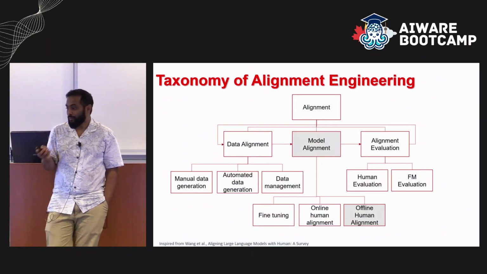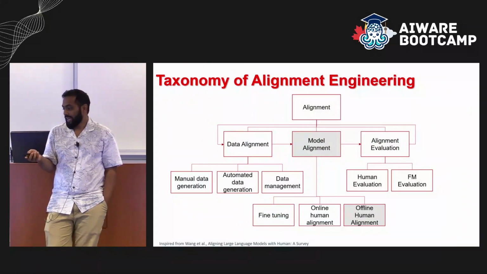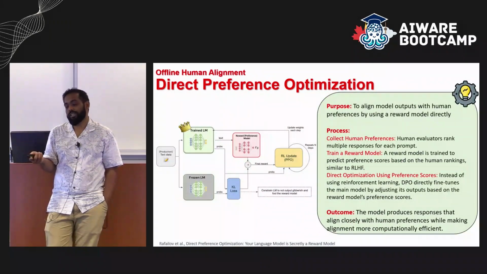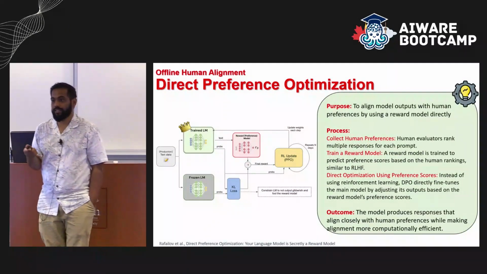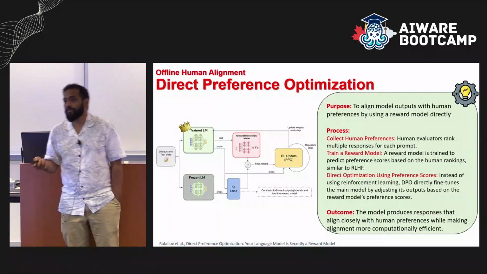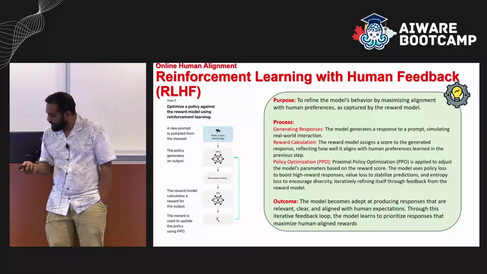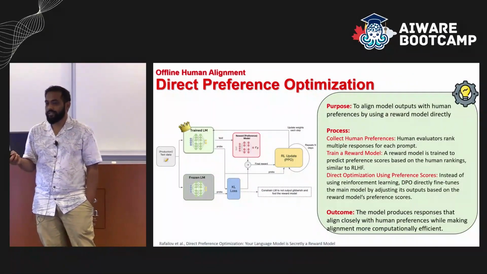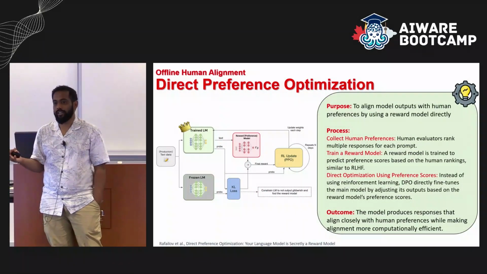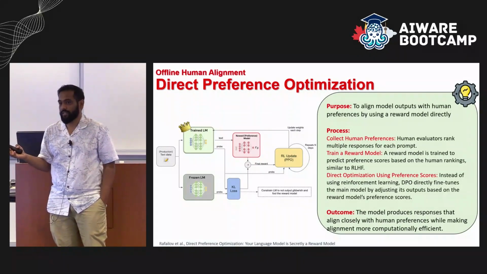But as I said, this step has a lot of human labeling involved, and we typically don't want that for scalability purposes, right? Some of the offline methods that can work in lieu is something called direct preference optimization.